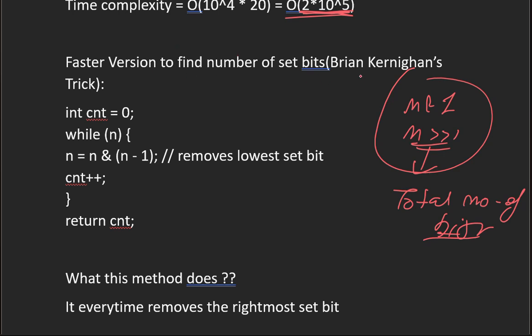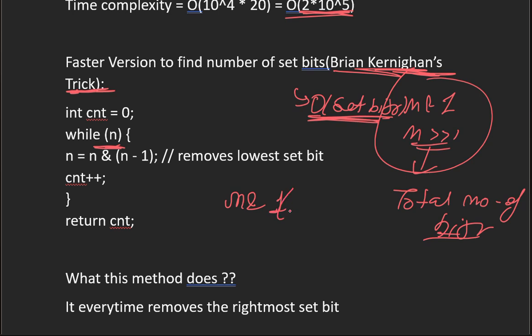But this approach, that is Brian Kernighan's trick, will take time complexity of the total number of set bits, that is the total number of bits whose value is 1. So in this what we do is we take n, and then we do n and n minus 1, store that in n and increase the count by 1. What this n and n minus 1 does is remove the lowest set bit, and at the end we return the count.